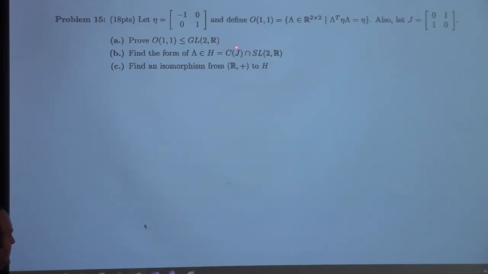C of J is the centralizer of J, so you're looking for all matrices which commute with 0, 1, 1, 0. If you work that out, you should get that it works out to a, b, b, a. It's really nice. And then intersecting that with SL2(R) means that a squared minus b squared has to be 1. And then the isomorphism from that to that, I'll let you think about. Nobody got part C. One person almost got part C. He understood what he had to do for part C, but he couldn't quite see it. Sorry, it's awful.